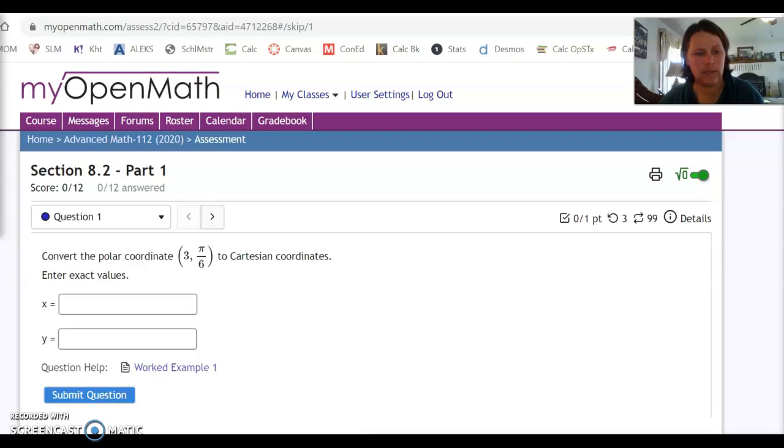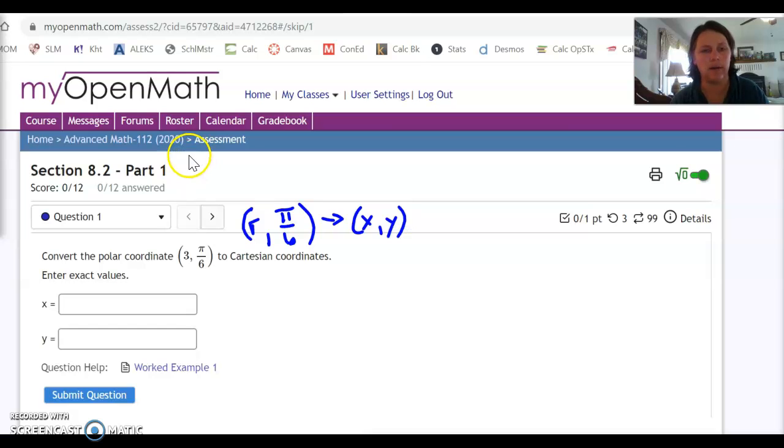Okay, so let's look at a couple of your problems on MyOpenMath. This is going to be an example of what question number 1 looks like. Convert the polar coordinates 3, pi over 6 to Cartesian coordinates. If it's in polar coordinates, that means it's given to us in the form of r and theta, here 3 and pi over 6. And we want to translate that into an x, y.